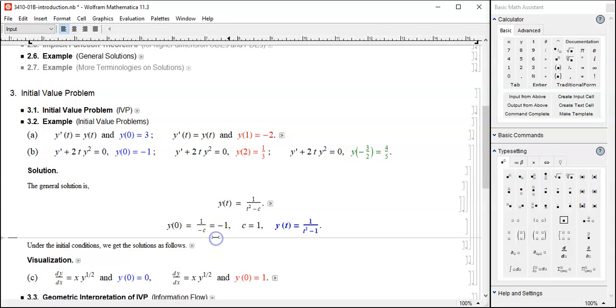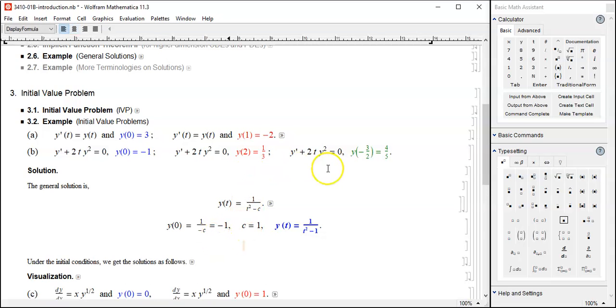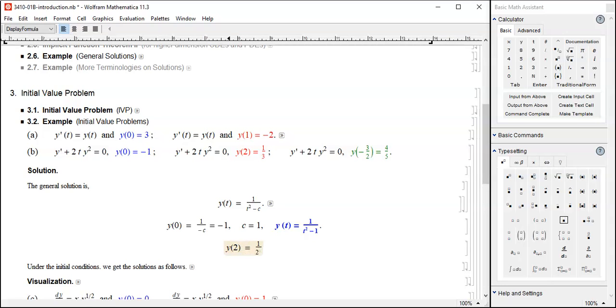How about the next problem? I'll leave the third one to you. Next problem, y of 2, which is 1 over 2 squared minus c, is 1/3.